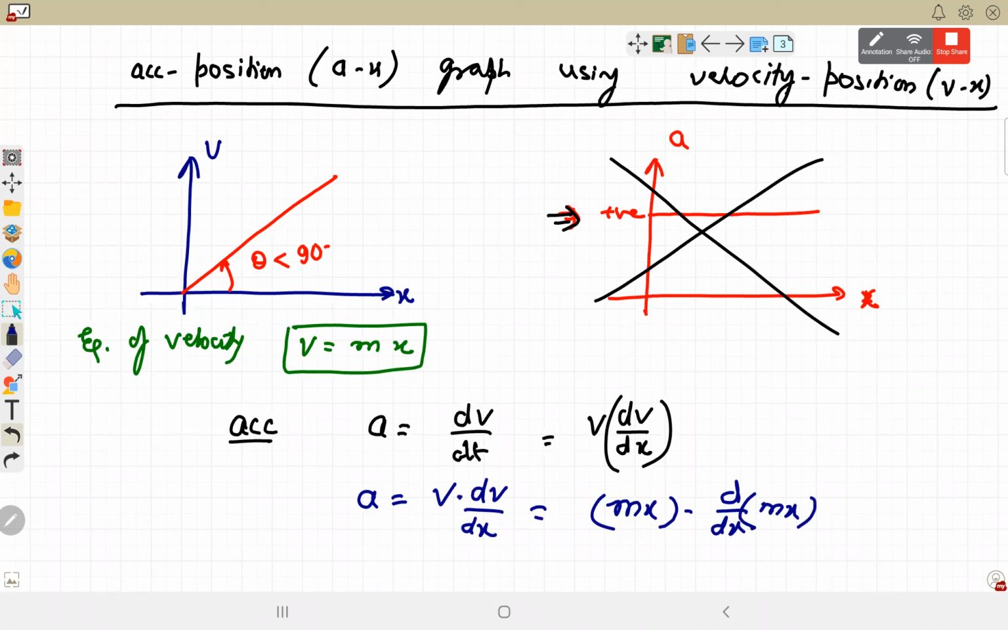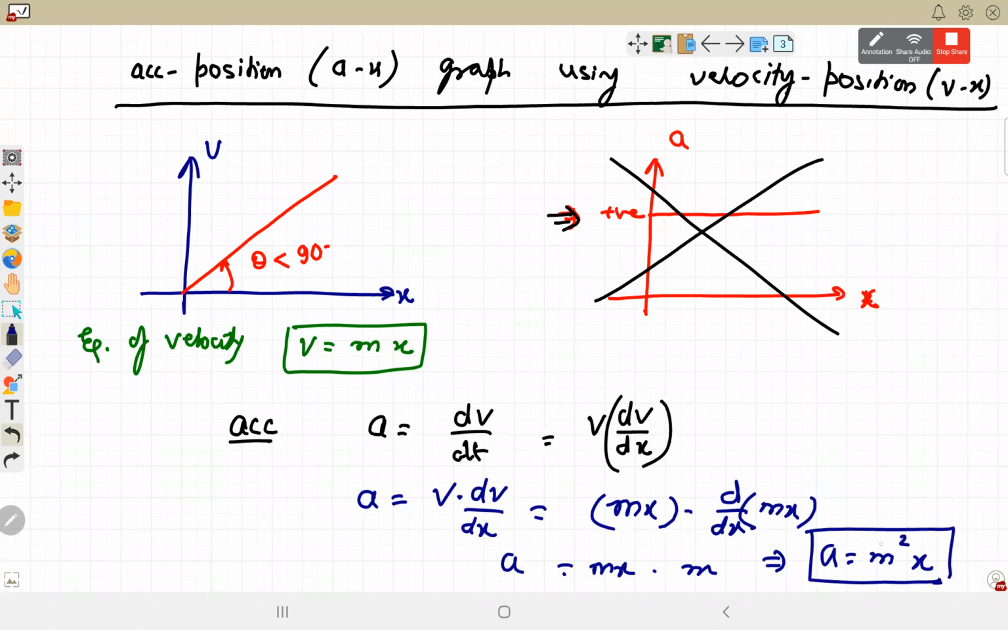Correct? Velocity is mx. How? Because the straight line is passing through the origin, and any equation of a straight line passing through the origin is y is equal to mx. So this becomes mx. If you differentiate it, one m comes out. So we got a relation that a is m square times x.